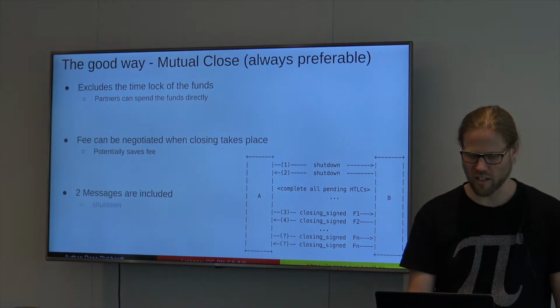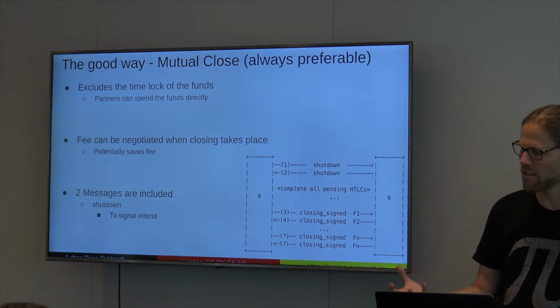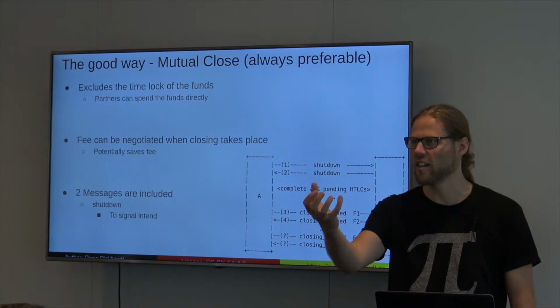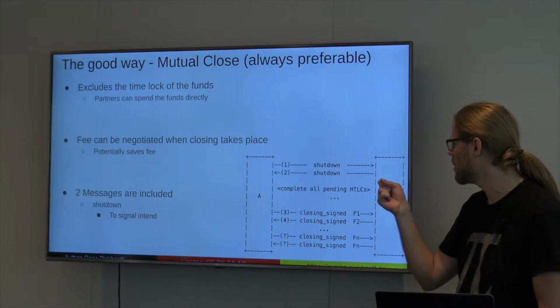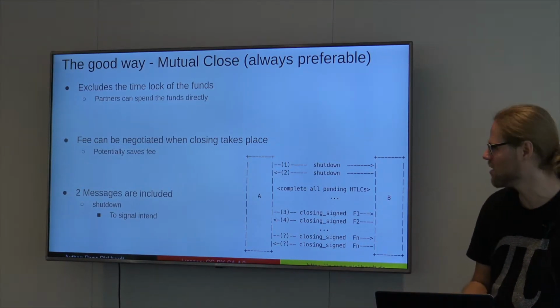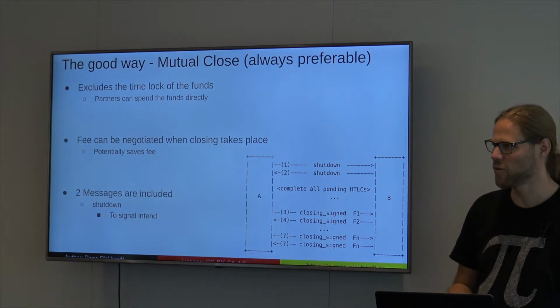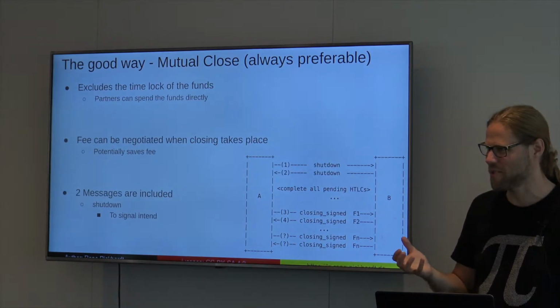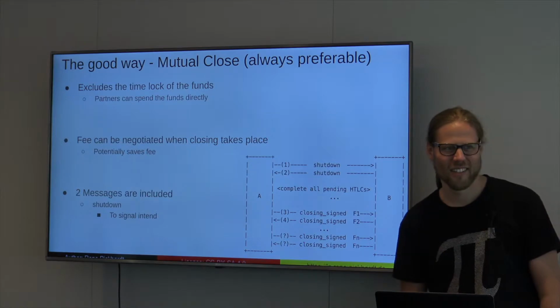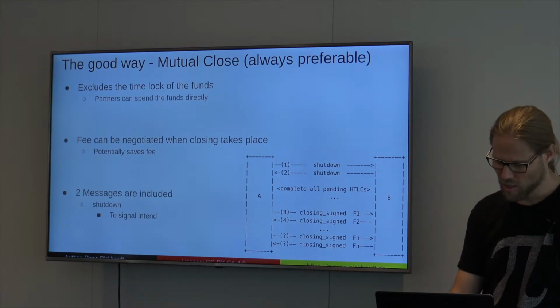And two messages are included, the shutdown message to signal the intent. Right? So basically what I do is I send a shutdown message saying, hey, I want to shut down this channel. And then Bob says, yep, I agree with you, let's shut down the channel. If Bob doesn't send this, then I do a force close. Bob has no interest in doing this, because I only sent this so I want to shut down the channel. So I'm threatening a force close.